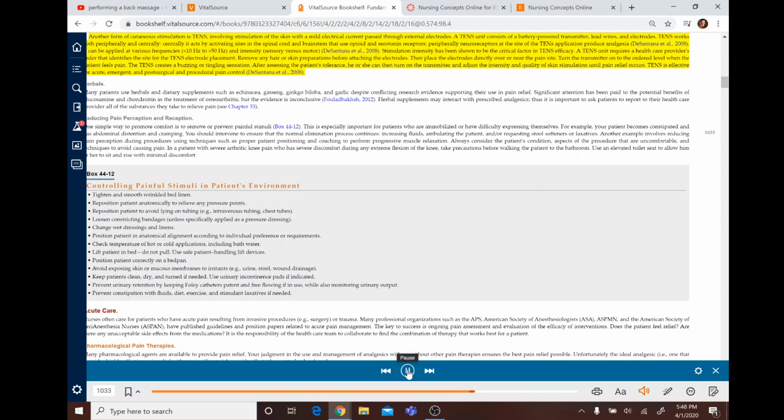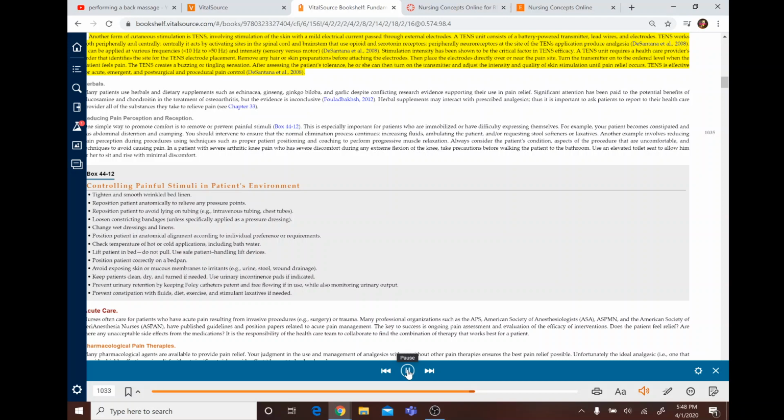Descriptive 2008. It can be applied at various frequencies, 50 Hz, and intensity. Sensory versus motor. Descriptive 2008. Stimulation intensity has been shown to be the critical factor in TENS efficacy. A TENS unit requires a healthcare provider's order that identifies the site for the TENS electrode placement.